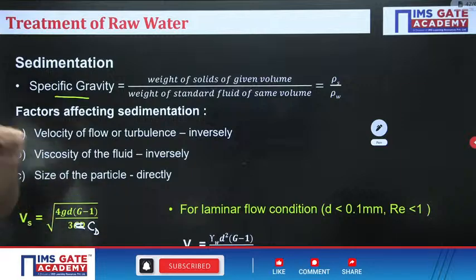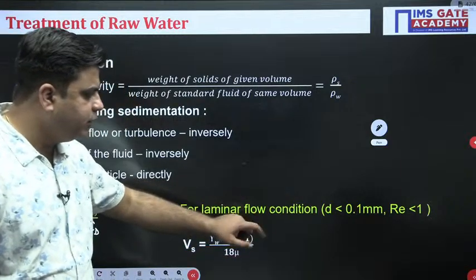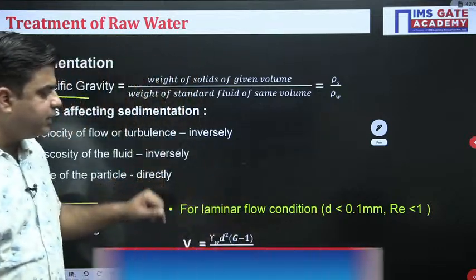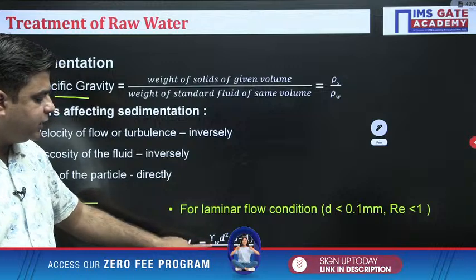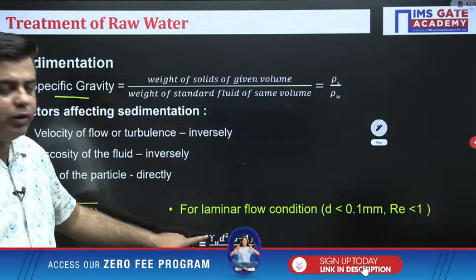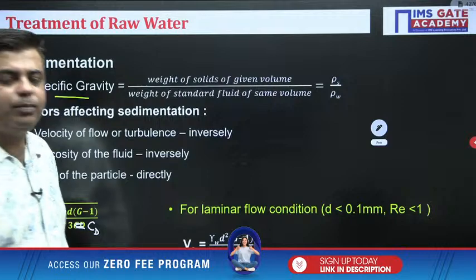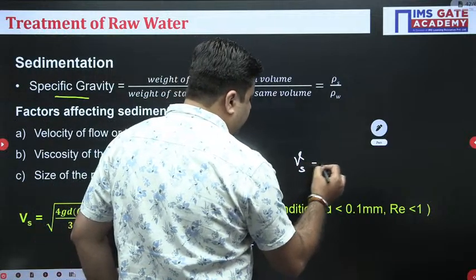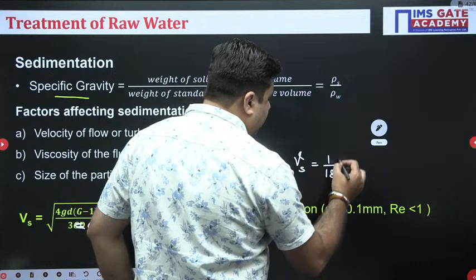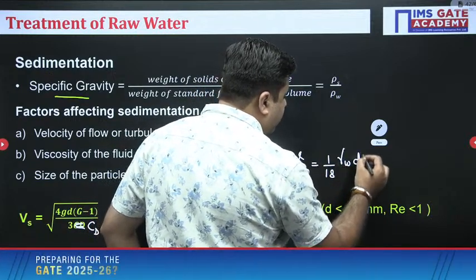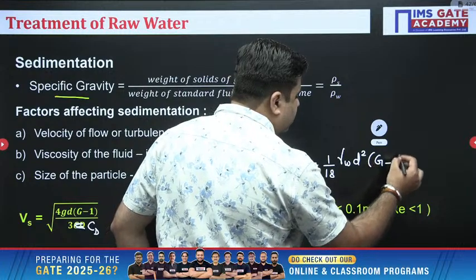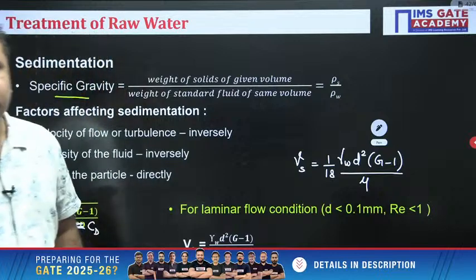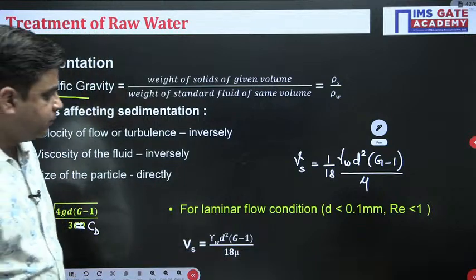For laminar flow condition, and if the size of the particle is less than 0.1 mm, the same settling velocity can be calculated using another expression. For laminar flow condition, settling velocity Vs is equal to 1 upon 18 times gamma w times d square into (G minus 1) upon mu. Mu is the coefficient of dynamic viscosity. Okay, sir.